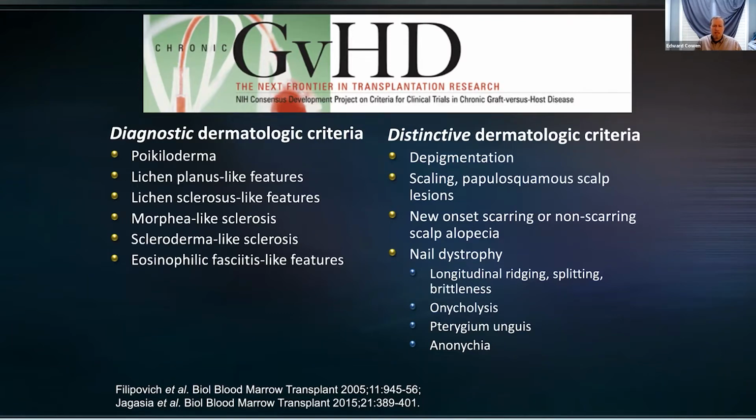On the right-hand side are the distinctive features, and these are the features that also can certainly occur in the chronic GvHD setting, but they can also be associated with other processes as well, such as drug reactions or other phenomena. And so the presence of just pigmentary change or non-specific scaling rashes, you can't make a diagnosis of GvHD unless you do a biopsy to prove that that is what you're dealing with.